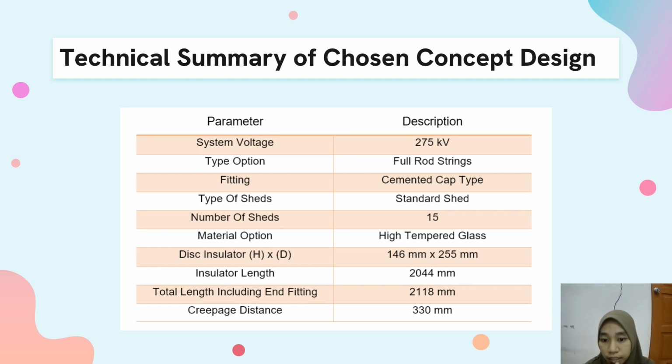The system voltage is 275 kV. The type option is full rod string. Fitting is cemented cap type. Type of sheds is standard shed. Number of sheds is 15. Material option is high tempered glass. The insulator height is 146 mm and the diameter is 255 mm. The insulator length is 2044 mm. So the total length including the fitting is 2180 mm. The creepage distance is 330 mm.